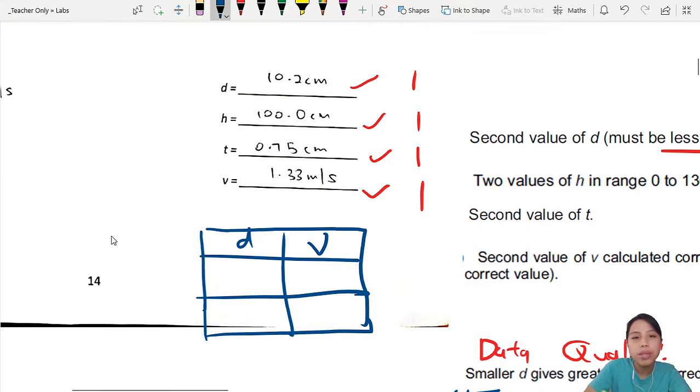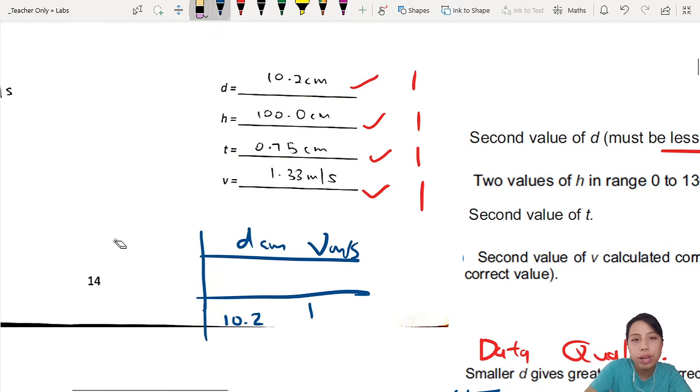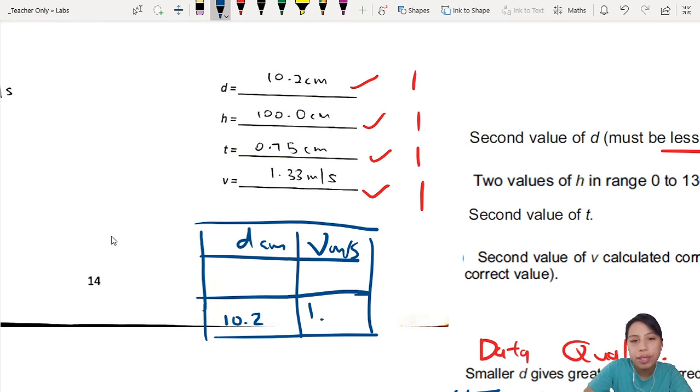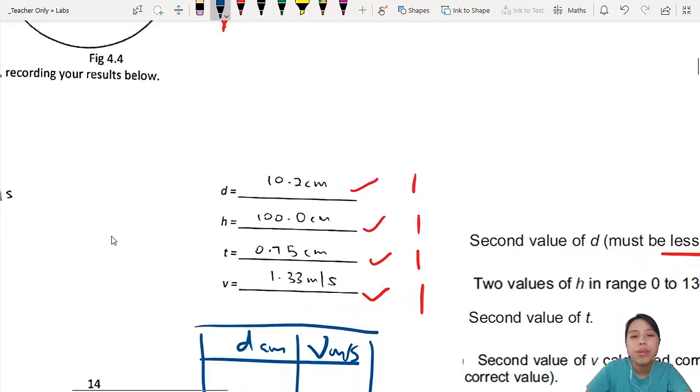The second value you did 10.2 cm. Then your velocity is 1.33 meters per second. You should put the units in the column heading. This one is no need. You don't have to draw this one. This is just for you to check your trend. For me to check my trend. Okay. What's the first one?